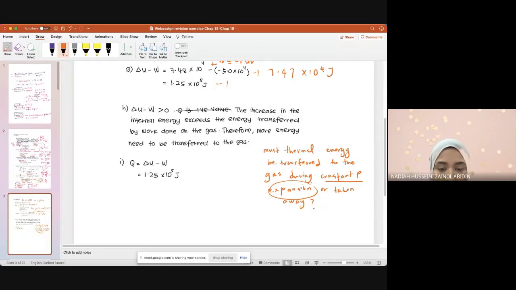The answer is, since the answer is positive, the delta U minus work done is positive. This is the, saya baca skema jawapan: The increase in internal energy exceeds the energy transferred to the gas. Thus, an additional energy must be transferred to the gas by heat. Betul. So here jawapan dia, the increase in the internal energy exceeds the energy transferred by. Oh, korang ada solution tulis solution je ni. Okay, tak apa. So let me explain how this is.